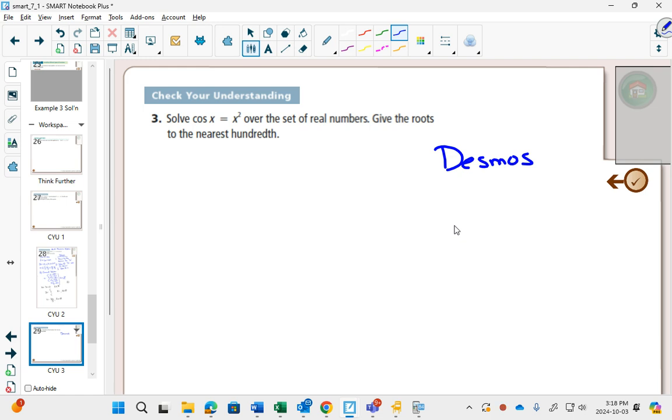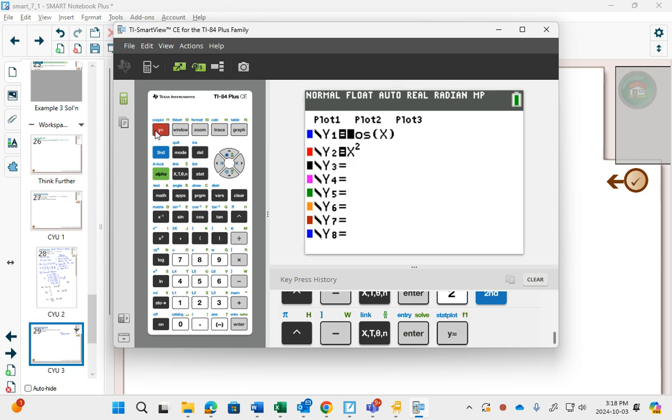Anyways, what you're going to do in either Desmos or your graphing calculator is type this into one equation and this into the other equation. It's going to look like this. So in Y1, I type cos x. In Y2, I type x squared.